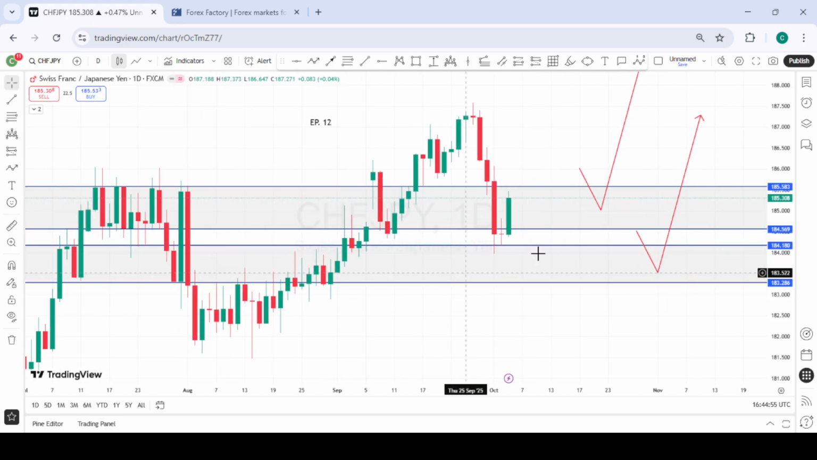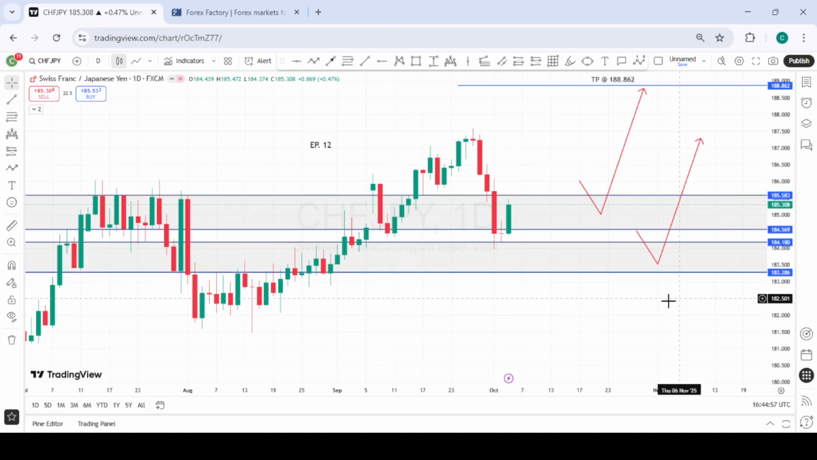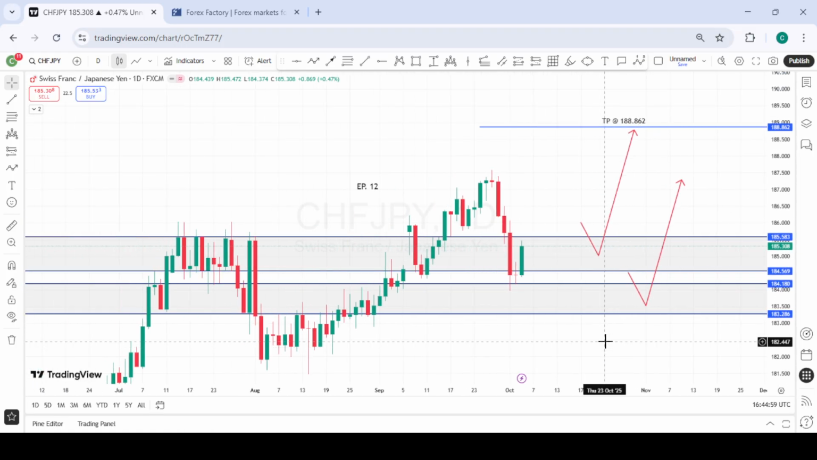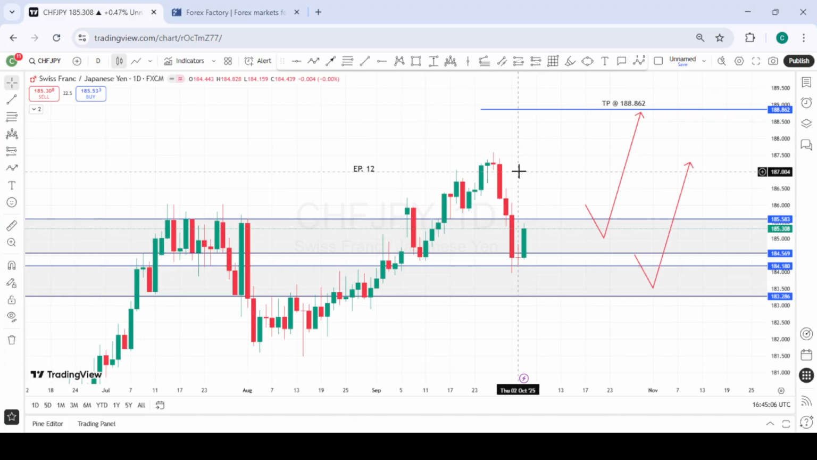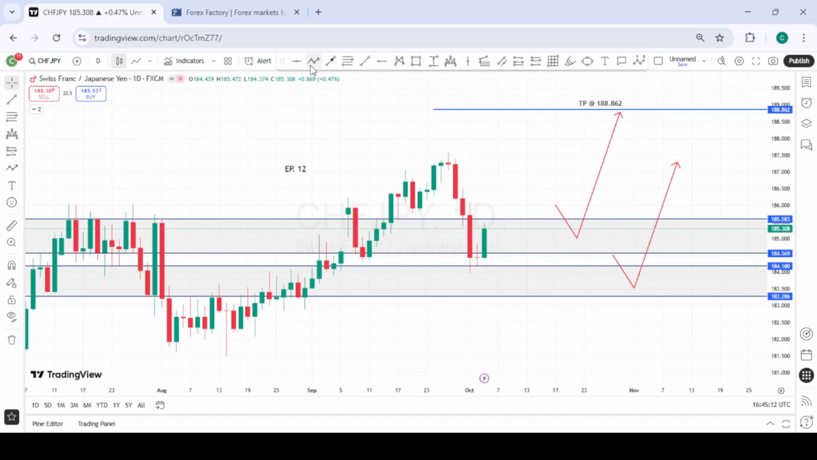We have here CHFJPY. We had this setup from episode 12, where we were expecting price to pull back to any of these two areas of interest to give us a buying opportunity to the upside. Price has now made its way to the second zone and given us a reaction just like what we saw on EURJPY. So it's either we get the higher low formation, get a continuation and continue the buy to the upside, or we look forward to a possible double bottom formation to give us a stronger confirmation to the upside.